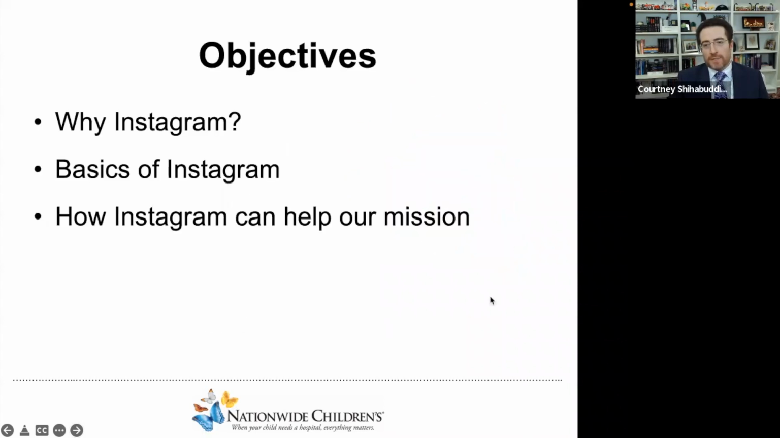The objectives of this presentation are very simple. I will try to give an overview of why Instagram could be impactful in dissemination and talk about some basics of Instagram itself that are different from other social media platforms. And finally, I will expand on how Instagram can help our dissemination mission.